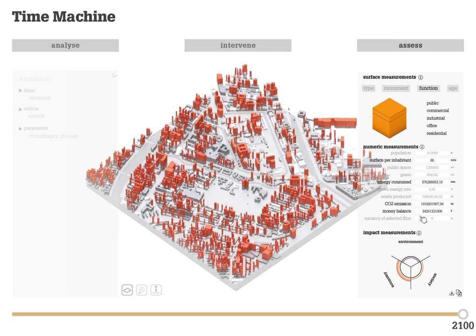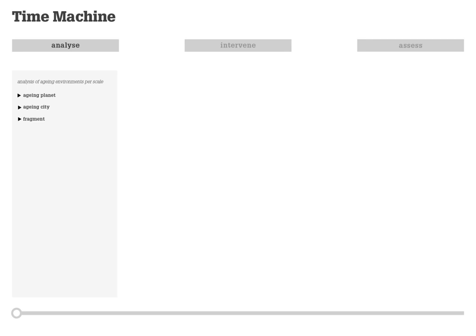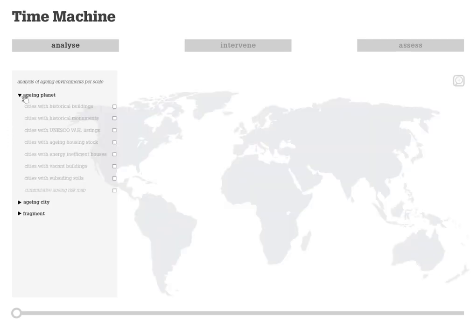Anyway, while we could assess many other aging parts of Amsterdam's built environment, like its subsiding soils for instance, it would be fun to put Time Machine to work in a completely different urban context. Let's go back to the Analyze tab and let's look for a new city to intervene in. Now we're back in the Analyze tab, let's evaluate the different types of aging on different scales again. Like last time, we should start off by checking out aging on the planetary scale.